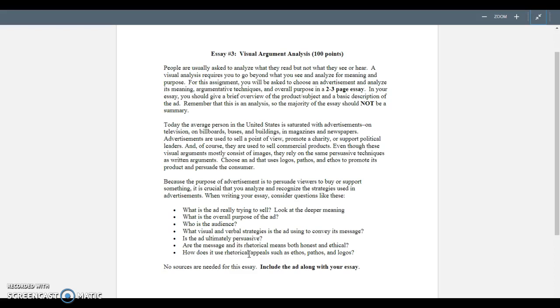Another thing you want to do is look at the overall purpose. What is the purpose of the ad? Yes, they are trying to sell you something, but they are usually trying to sell you something beyond just a product.